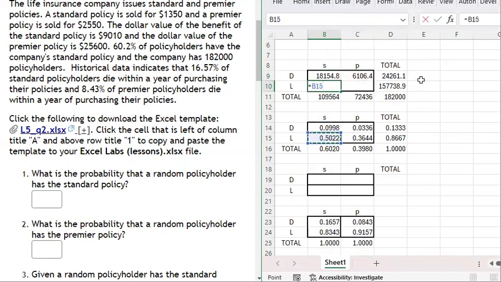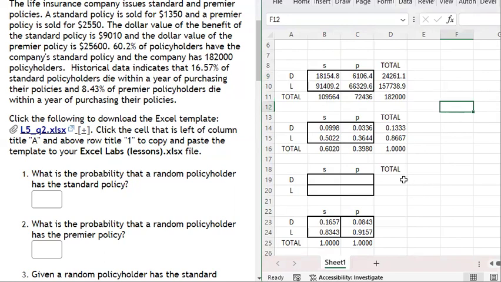And we'll continue doing this. We'll multiply this joint probability times the overall total, and we'll multiply this joint probability times the overall total, right? And we'll double check. These two should add up to that number, and that is the case. These two should add up to that number, which is the case. These two should add up to this number, which is the case, right? So all that is good.